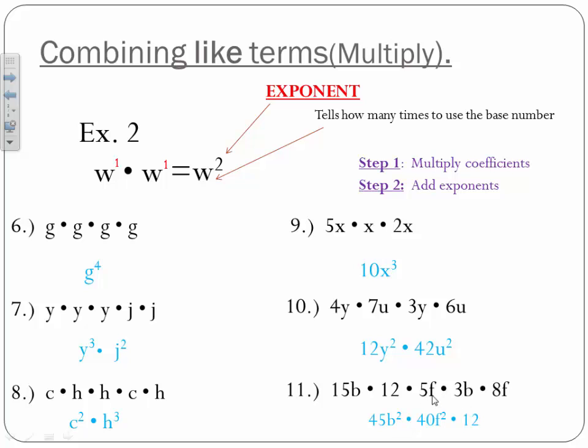5f times 8f is 40. Again, 1 exponent, 1 for an exponent. Add them up, you get 2. 45b squared times 40f squared. What's left? We have a whole number 12. That just gets added on.